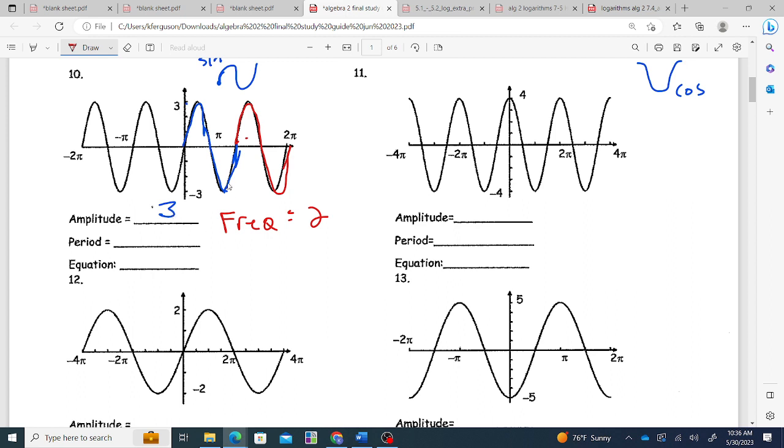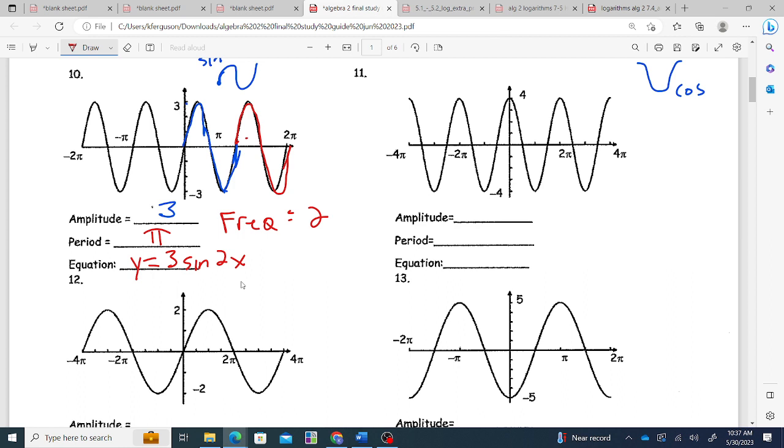So the period is pi. And now I want to do the equation. 3 sine, and then what's my frequency? 2, and then x. That's it. That's why you want to know the frequency. When you're trying to get the period, the frequency helps because you divide, and it gives you the period. But when you're trying to write the equation, the frequency is the actual number that you write in the equation.